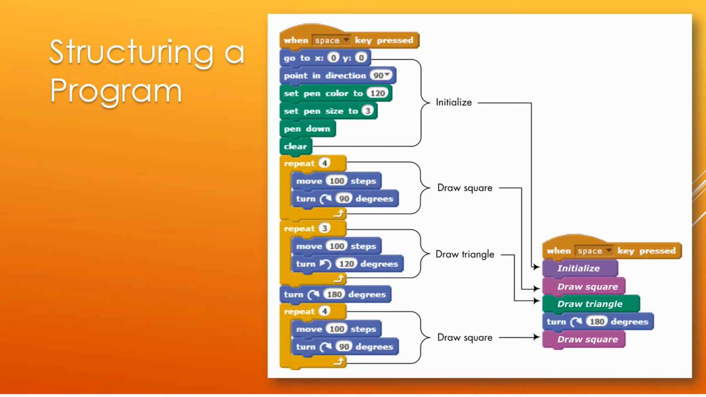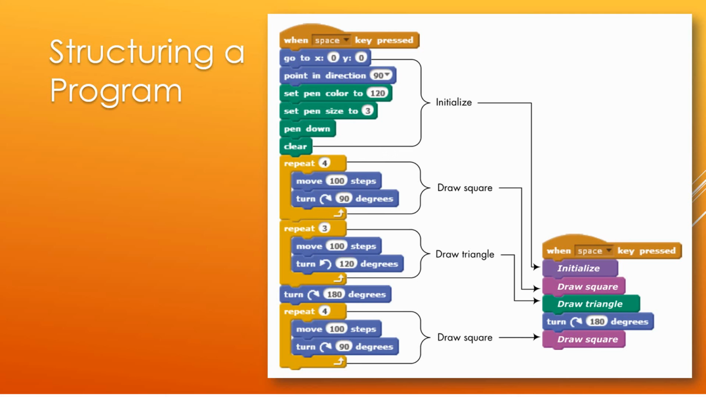So let's look at an example of how we can structure a program. In the picture you can see here quite a long program which does a number of things. It basically initializes a sequence to do some drawing with a pen, and then it draws a square, a triangle, and another square. So you can see the first two blue lines and the first four green lines together can be combined into a procedure which is called initialize.